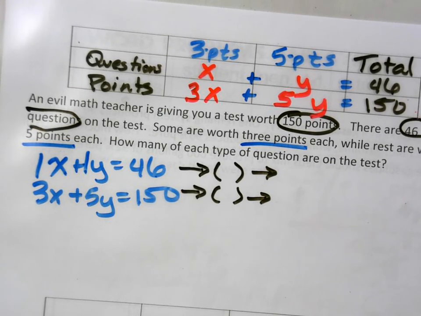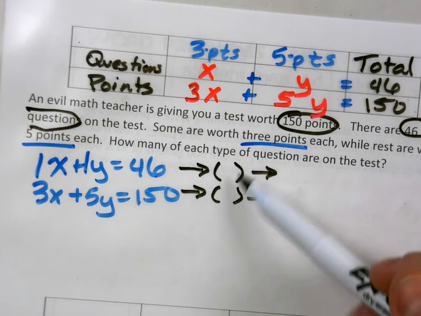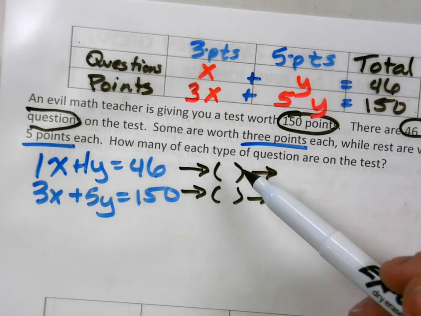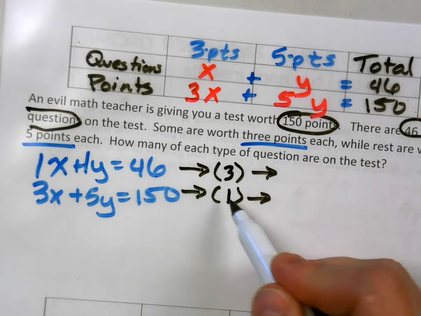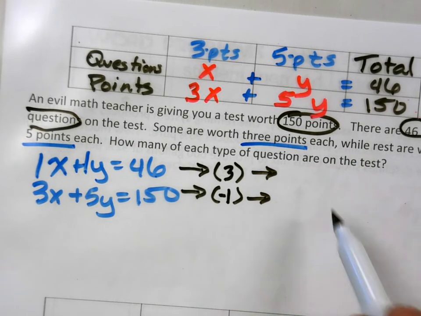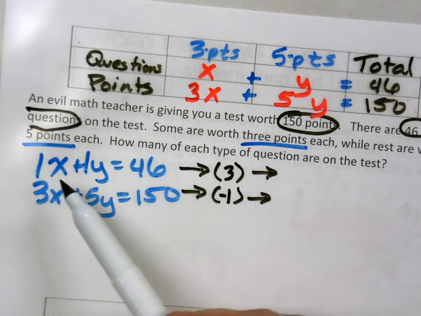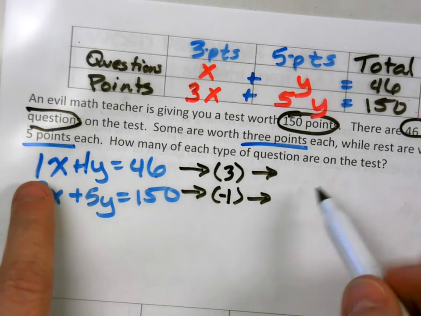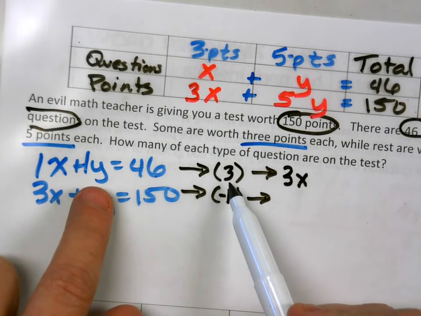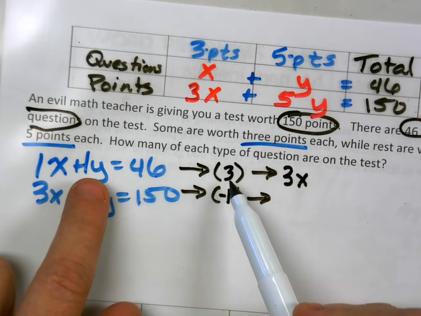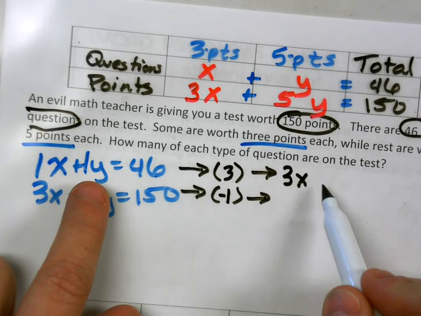Okay, one negative, so which one's which? Which one's going to go on top? The 3. And which one's going to go on bottom? The 1. Negative 1. Okay. So 1x times 3 gives me 3x. And 1y times 3 is 3y.